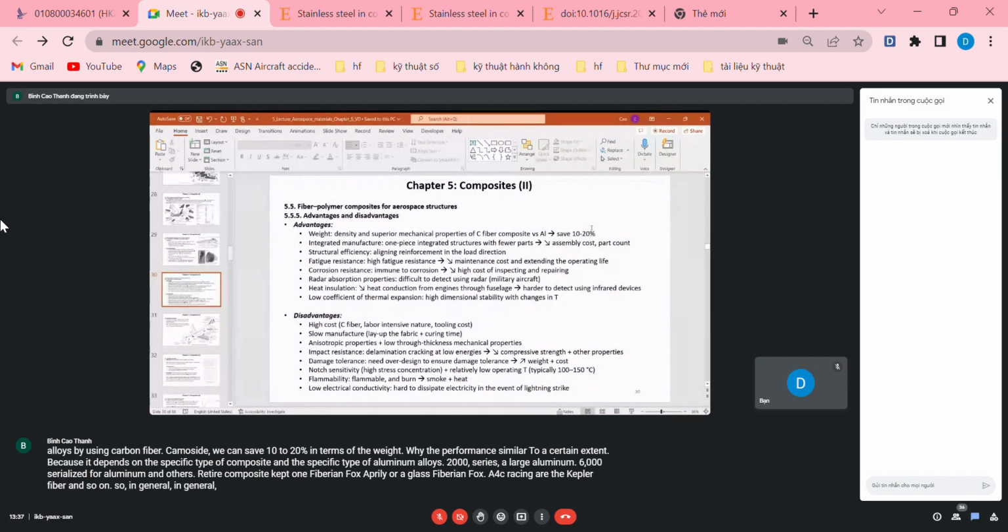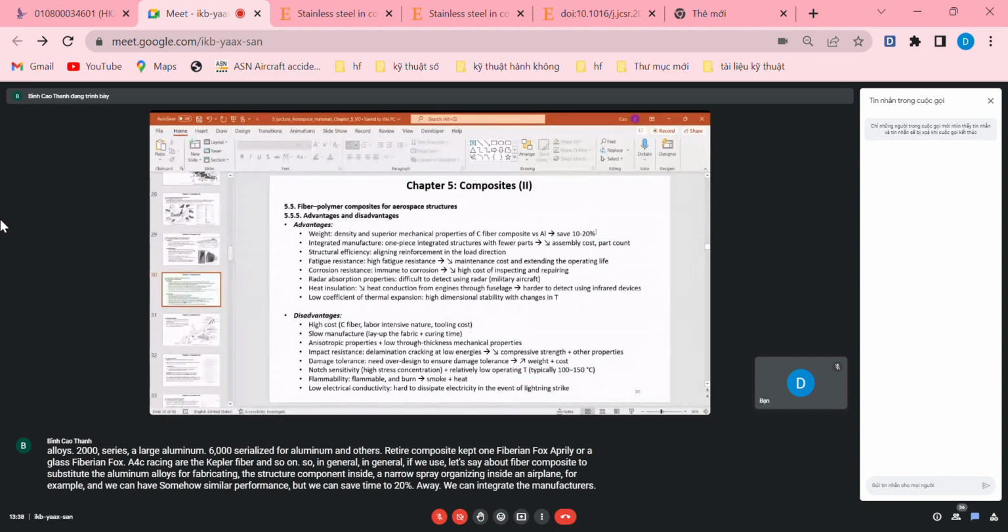So, in general, if we use, let's say, carbon fiber composite to substitute the aluminum alloys for fabricating the structural component inside an airplane, for example, we can have somewhat similar performance, but we can save 10 to 20% of weight.